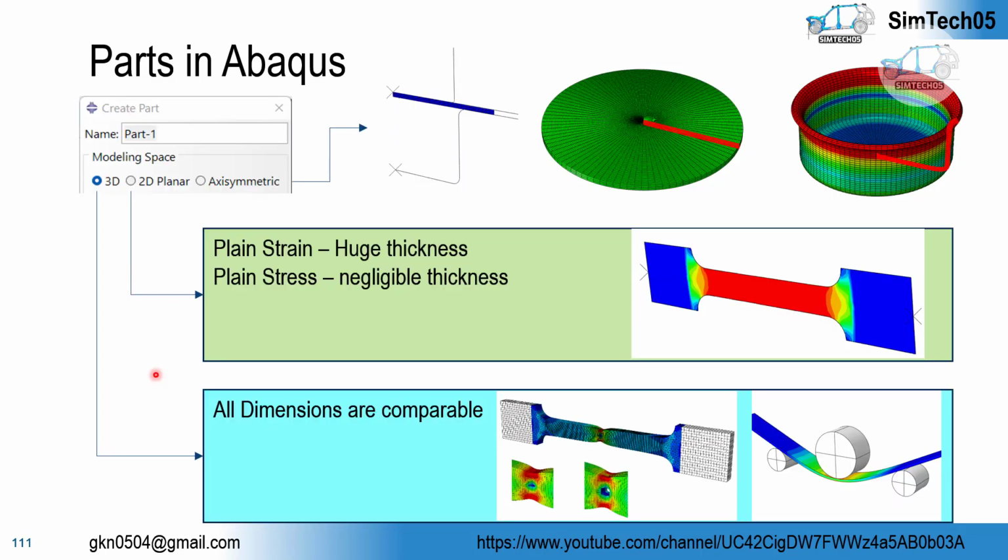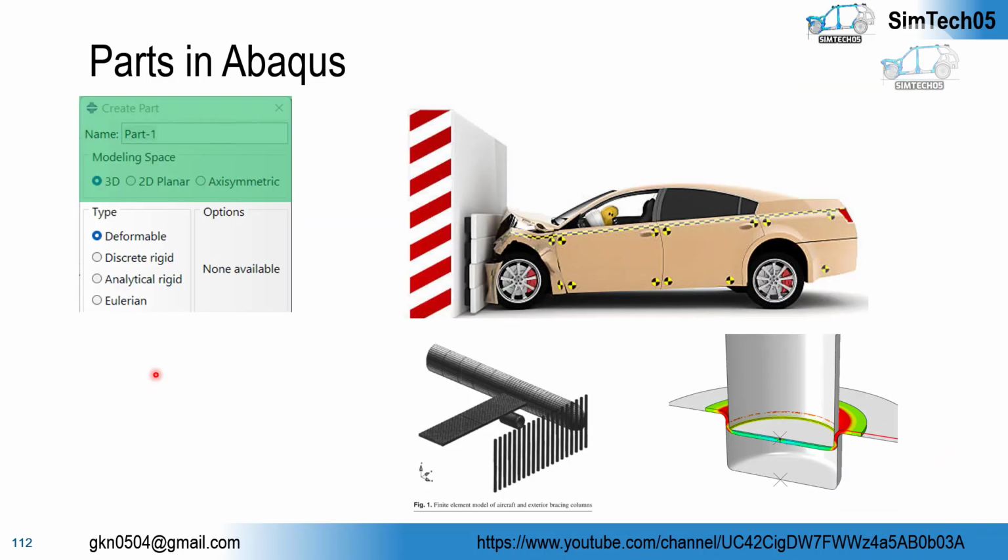So now move to the next point, and that is type. Actually, we covered the modeling space, then type. So basically in type we have 3 types. You may think like here we have 4, but why am I considering 3? I will let you know. Because this rigid, analytical, and discrete rigid is nothing but rigid component only. Okay. The first we have deformable, these 2 we have rigid component, and lastly we have Eulerian component.